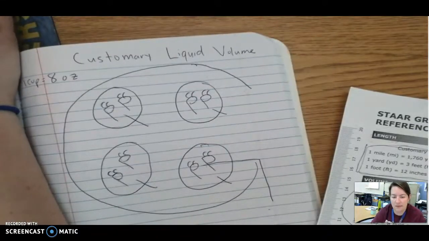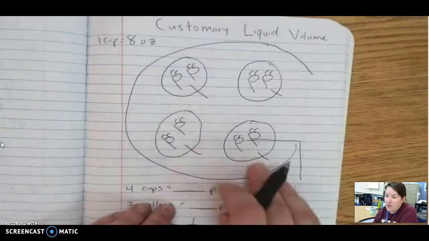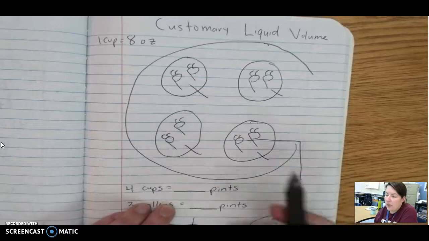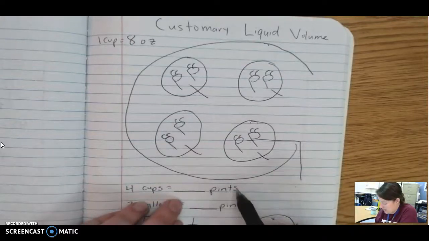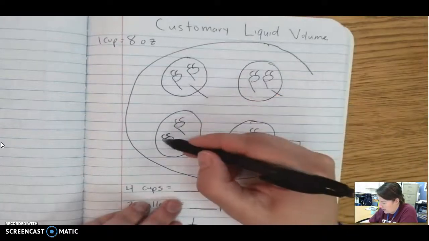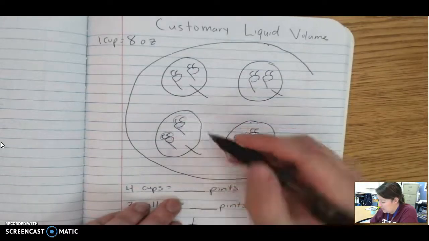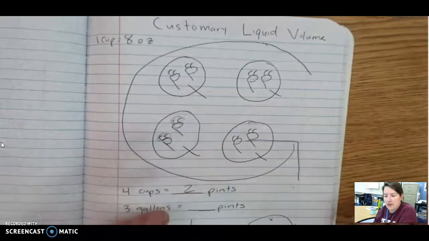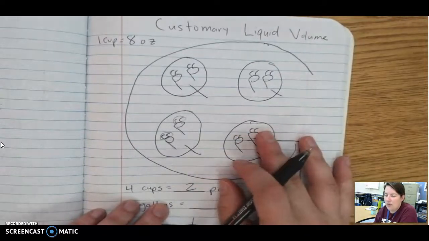Okay, let's just look at this first one. Some of these you'll be able to use your big G just to figure out quickly. So 4 cups is the same as how many pints? Well, let's look at 4 cups. 1, 2, 3, 4. That's 4 cups, right? How many pints is that? That's 2 pints. So 4 cups is the same as 2 pints. I just used my big G to answer that one.